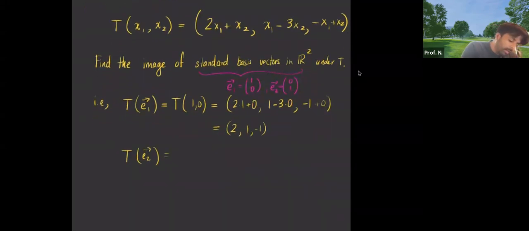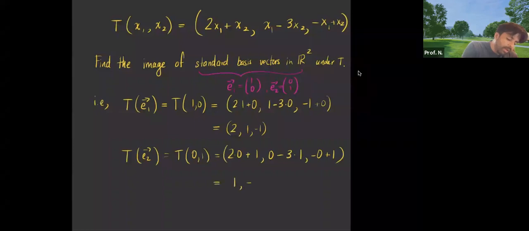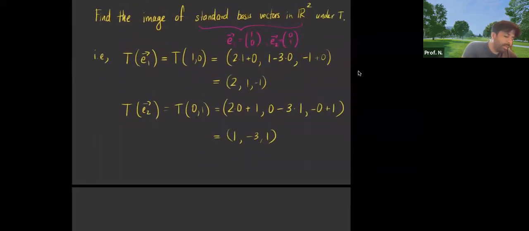And then 0, 1 is mapped to 2 times 0 plus 1, 0 minus 3 times 1, and negative 0 plus 1, which gives me 1, negative 3, 1. So E2, the standard basis vector in R2, is being mapped to the vector 1, negative 3, 1. These two statements can now be expressed as a matrix multiplication applied to the left of the vector.